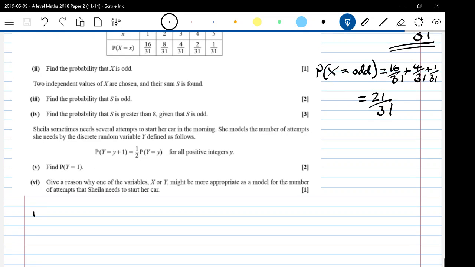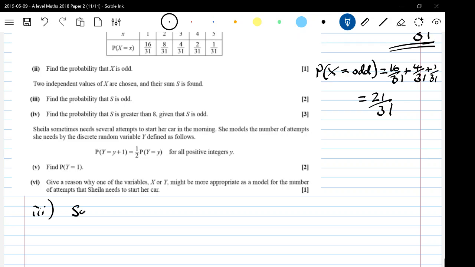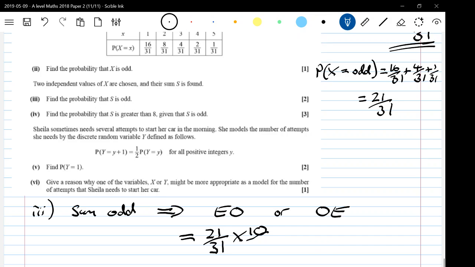So we're on part 3 now. The probability that the sum is odd. Well, there's 2 ways that can happen. That could be the first number was even and the second number was odd. Or the second number was odd. Sorry, the first number was odd and the second number was even. The other way around, anyway. So that's it. Right. We've done some of this already. So the first number, probability of x being odd, is 21 over 31. Therefore, the probability that x is even is 10 over 31.